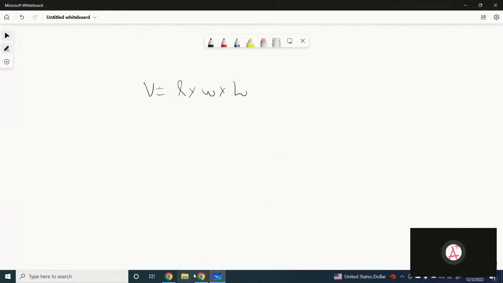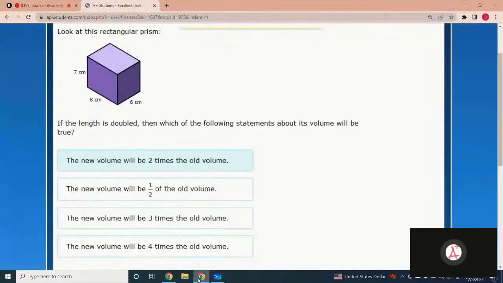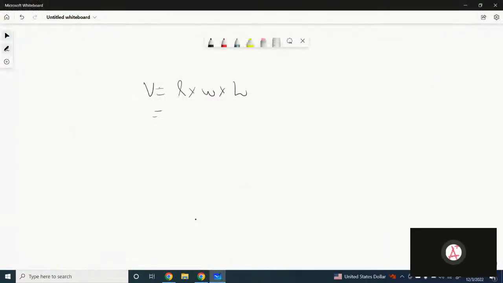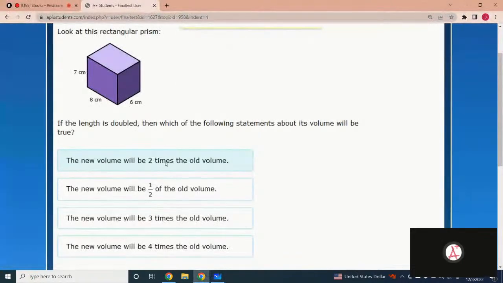Now you are given that the length is doubled. So if the length is doubled, just replace the L with 2L times W times H. That means you have 2 times length times width, so the volume would be doubled. If the length of the rectangular prism is doubled, then the new volume is 2 times the old volume. Got it?